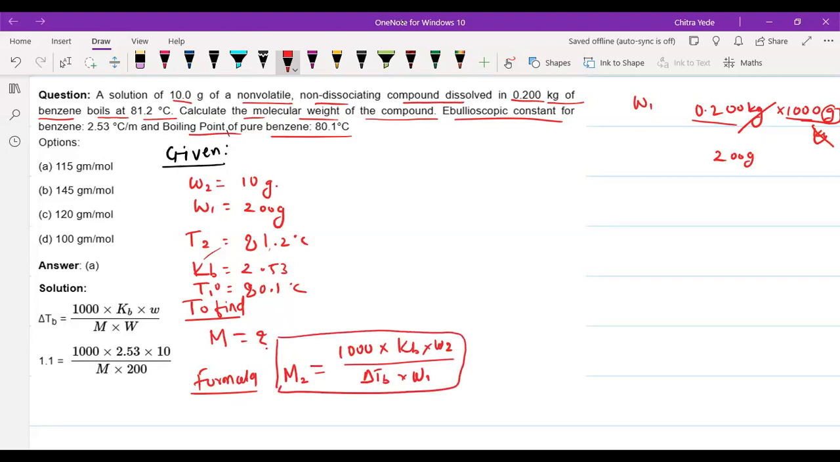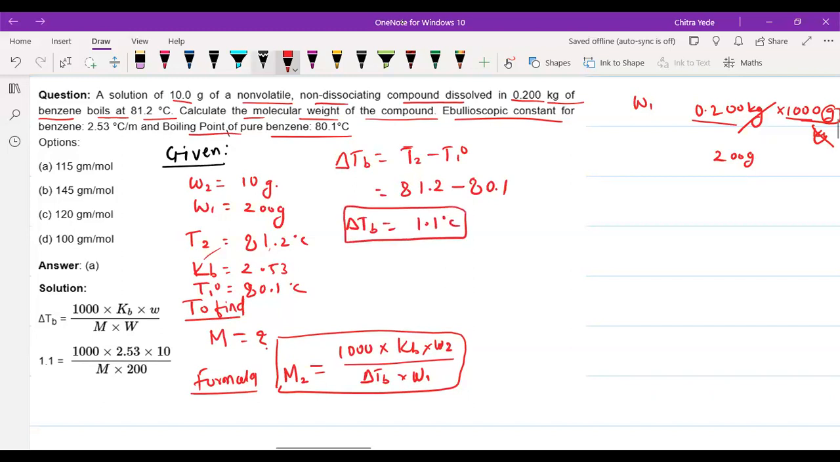Now we have to place the values. We do require del Tb, so first let's calculate delta Tb. Delta Tb equals T2 minus T0. T2 is 81.2 minus T0 which is 80.1. So if we solve, we will get delta Tb equals 1.1 degrees Celsius. Understood now?